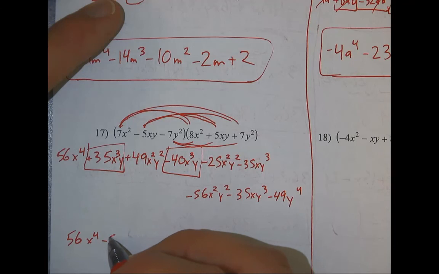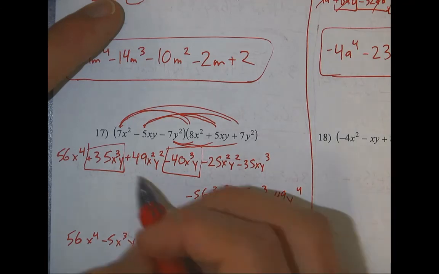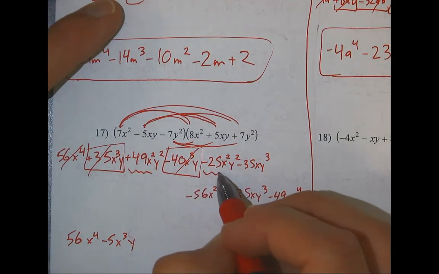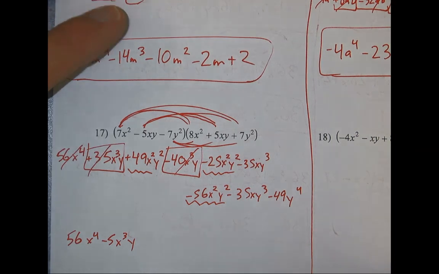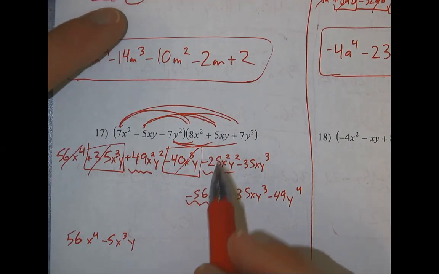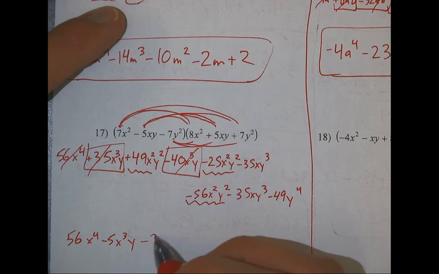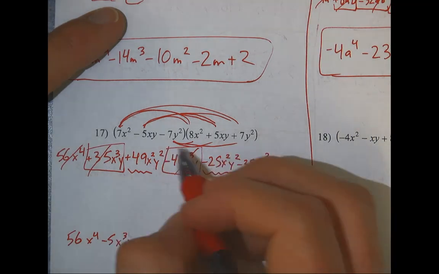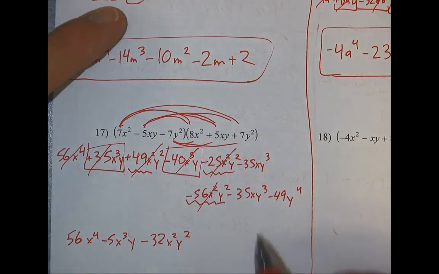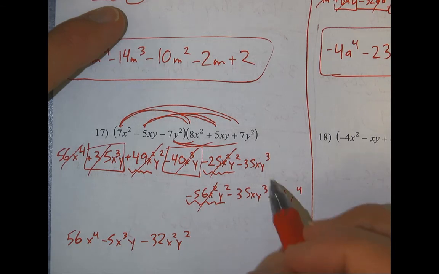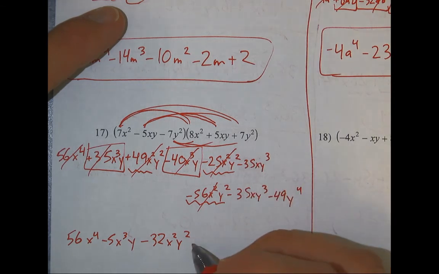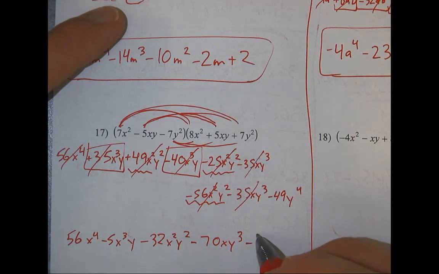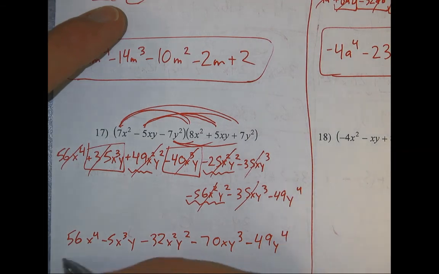So that's negative 5. X to the third, y. So gone, gone, gone. I got x squared, y squared. 3 of them. So 49 minus 25 minus 56. That's negative 32x squared, y squared. Okay, gone, gone, gone. Then I have these xy to the thirds, negative 35 and negative 35. Put those together, that's negative 70. Gone and gone. And then I have negative 49y to the fourth.